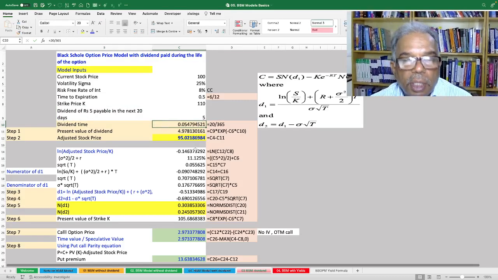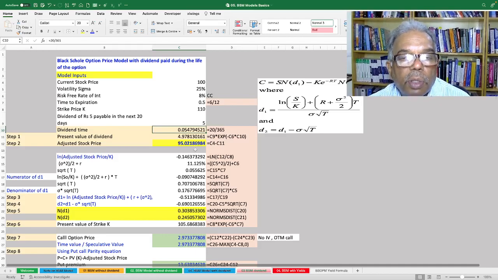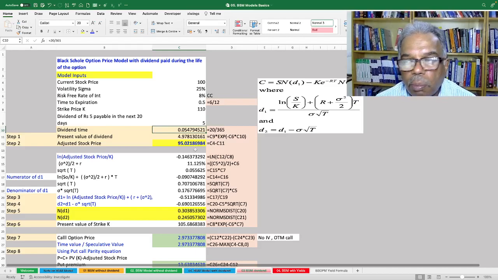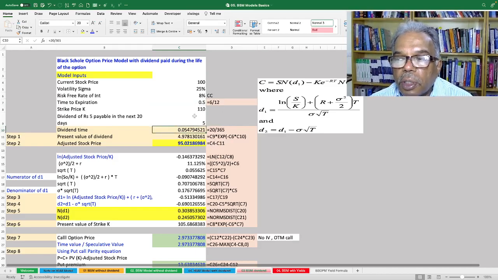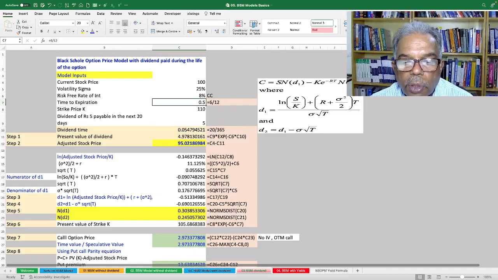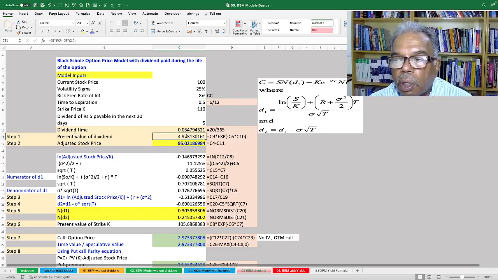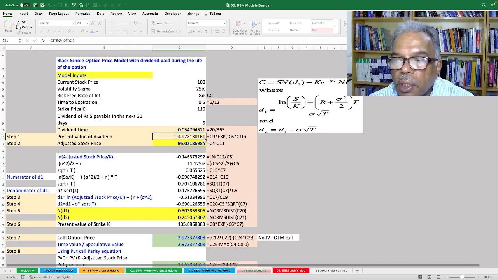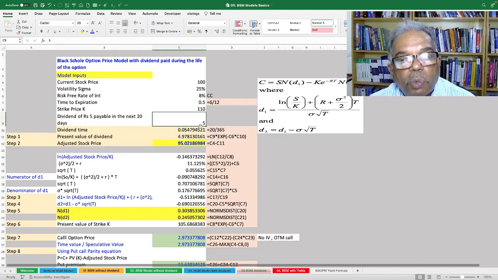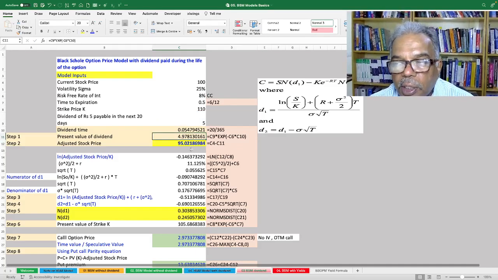Whenever a dividend is given, the first important thing is to check whether the dividend is payable during the life of the option. Life of the option means the dividend has to be paid before the expiry of the option contract. Since it is 20 days and the option expiry is 6 months, it is well within the contract. The first step is to calculate the present value of the dividend, which is 5 into exponential minus rT. The 5 is discounted backwards for 20 days, so that becomes 4.97.